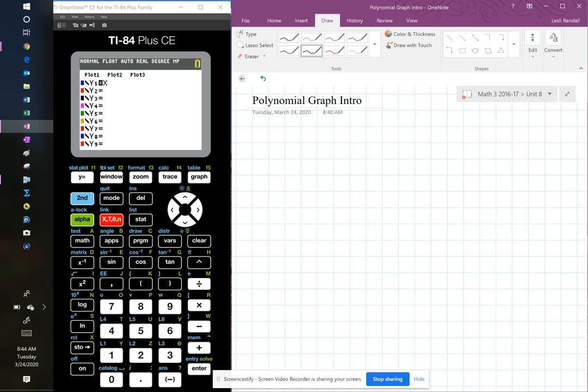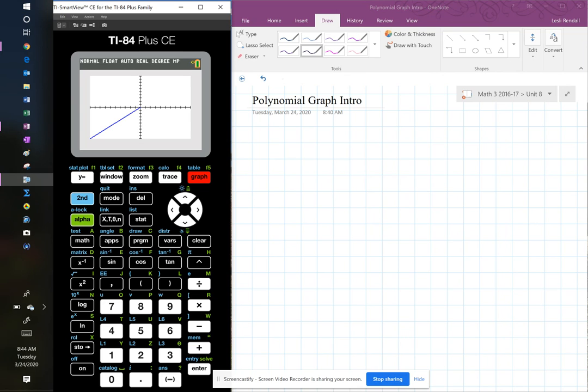So here I have y equals x, and when we look at that graph, our x-intercept goes right through the origin. And now, by the way, that was, remember, a linear function. I'm going to add another factor.